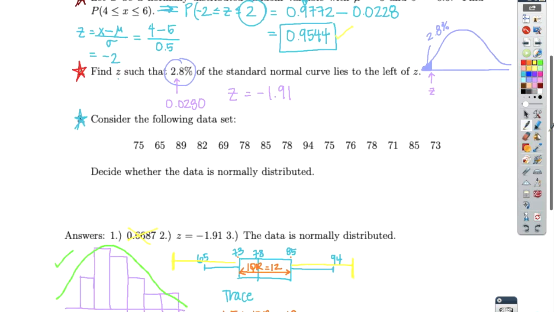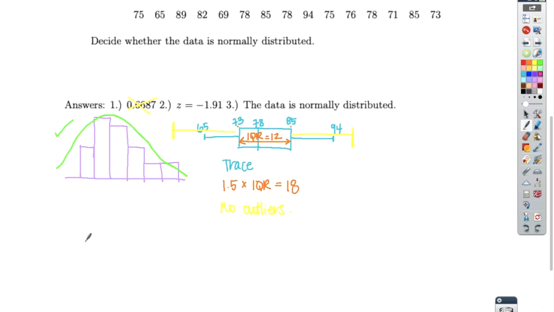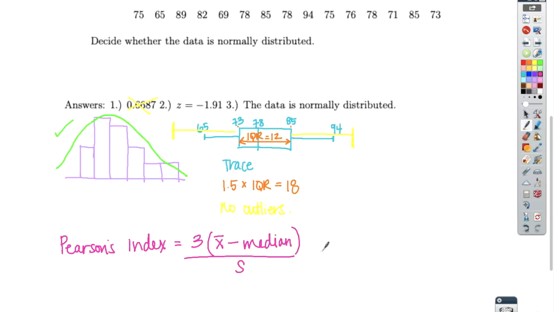Okay, so now the third test is the Pearson's index, which checks for skew. It looks like we might have a little bit, but remember, as long as it's less than 1 or greater than -1, it's okay. So Pearson's index, and the formula for that is 3 times the sample mean minus the median over the sample standard deviation. And I'm going to click Stat and then Calc and one variable statistics, and that's going to give me all these values that I need.